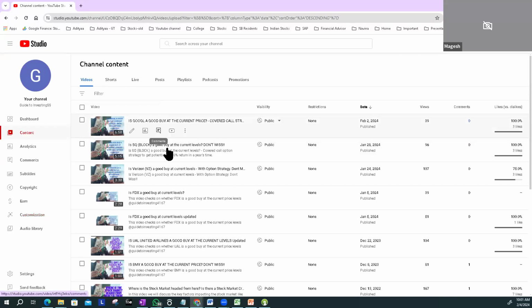So Google is a recent one. This is also a very good stock, Square. It's a low price stock, around 65 something, and a good covered call can give you very good returns, around the same 30% with less downward risk, right? It is only a $60 stock. I'm sure most of you have heard of Square, that's the payment gateway.